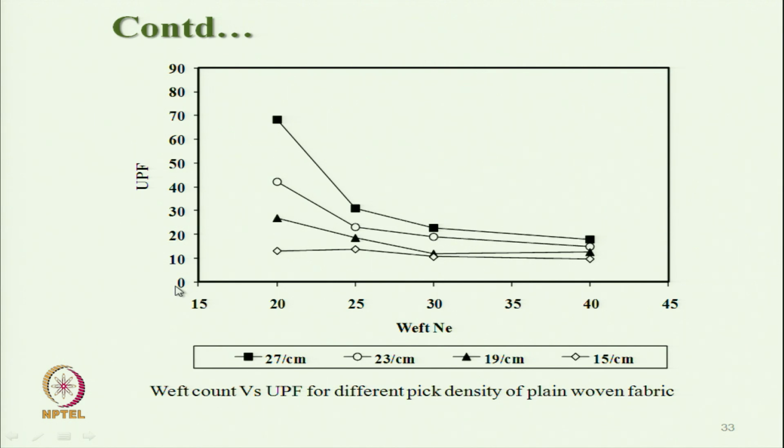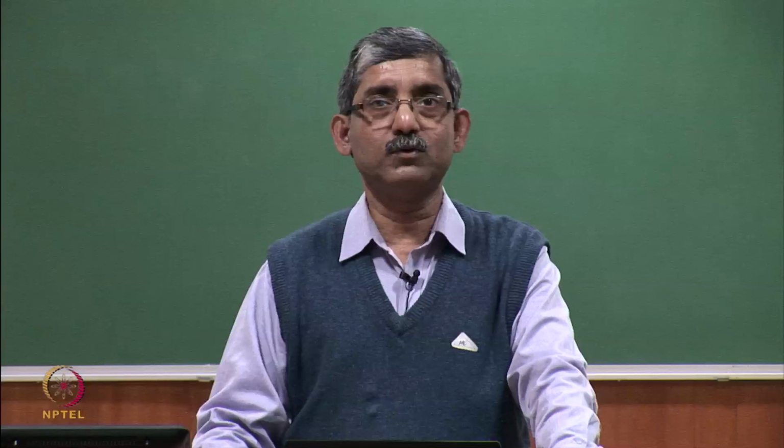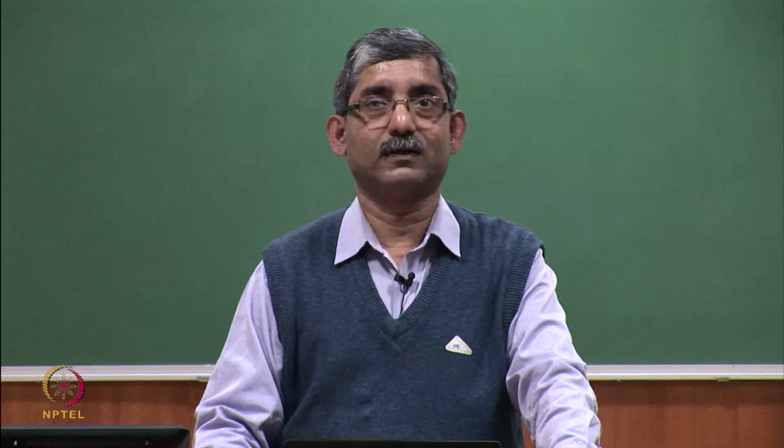So, weft count has been increased from 20 to 40. In English count, if it increases, that yarn becomes finer. So, as the yarn becomes finer, the UPF value reduces. So, to have higher UPF value, we have to use the coarser yarn.